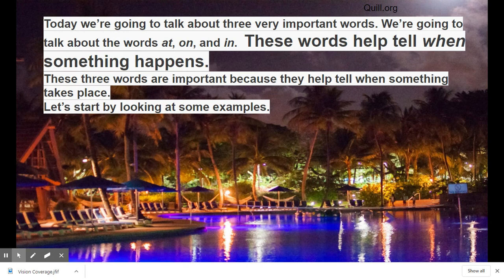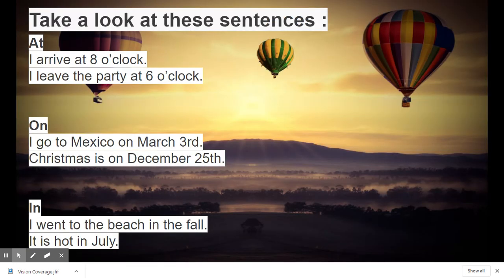Let's start by looking at some examples. Take a look at these sentences. At. I arrive at 8 o'clock. At. I leave the party at 6 o'clock.